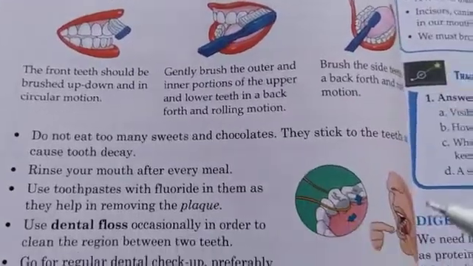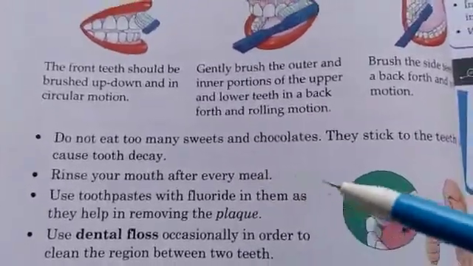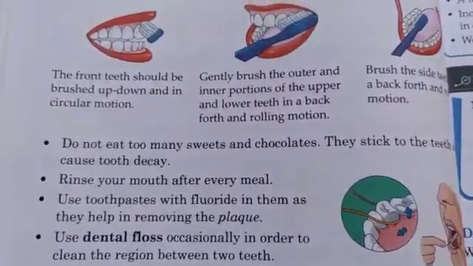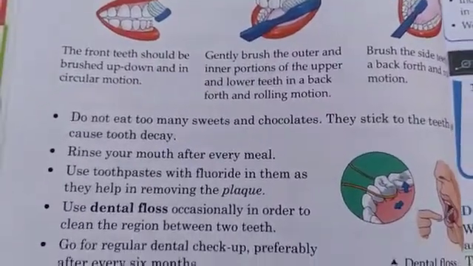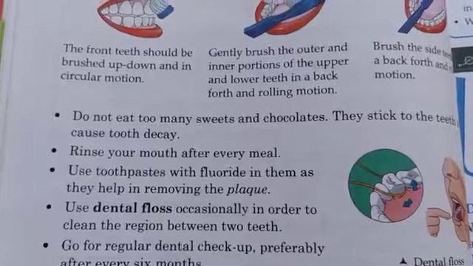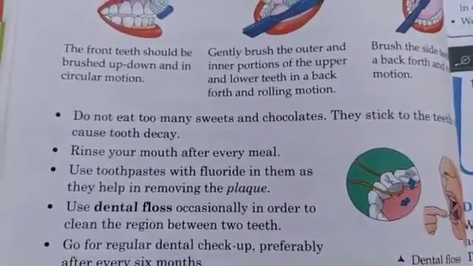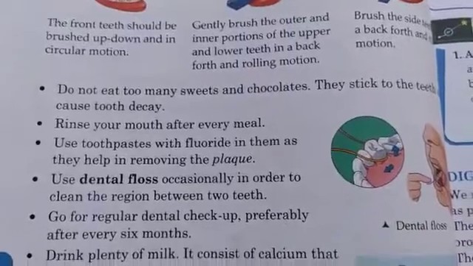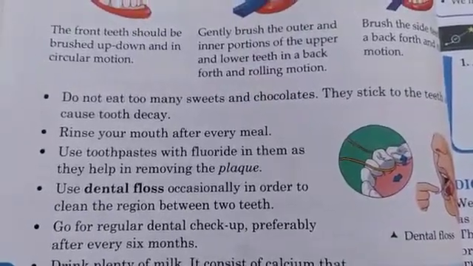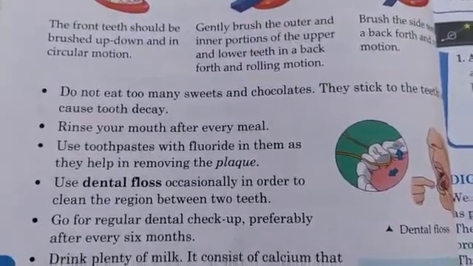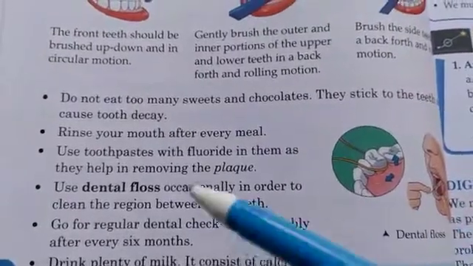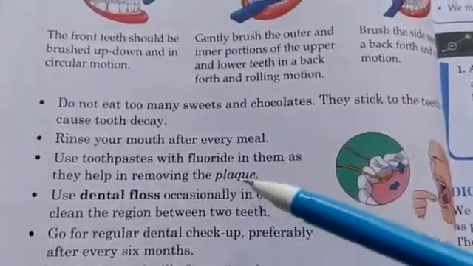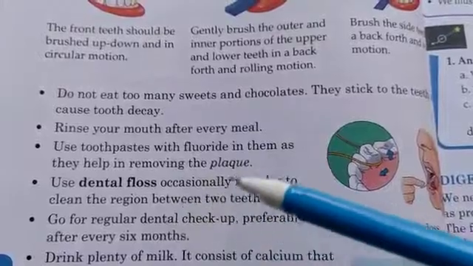Along with that, we should not eat too many sweets and chocolates, because sweets and chocolates stick to the teeth and cause tooth decay. We should rinse our mouth after every meal. After every meal we should rinse or clean our mouth, and then we use toothpaste for brushing or cleaning the teeth. We should use toothpaste with fluoride in it, as it helps in removing the plaque.